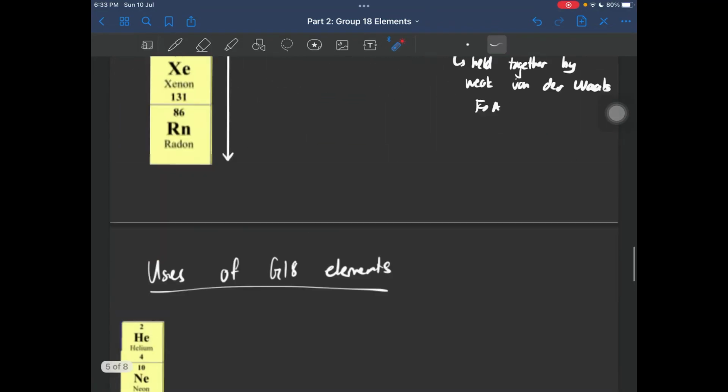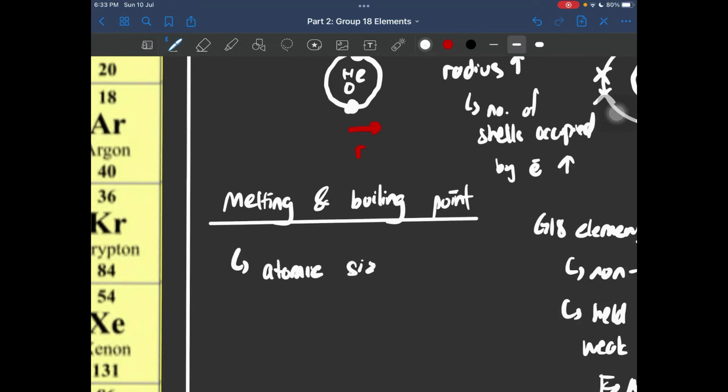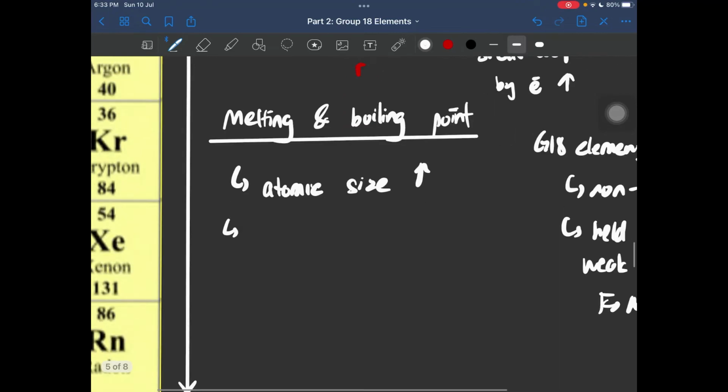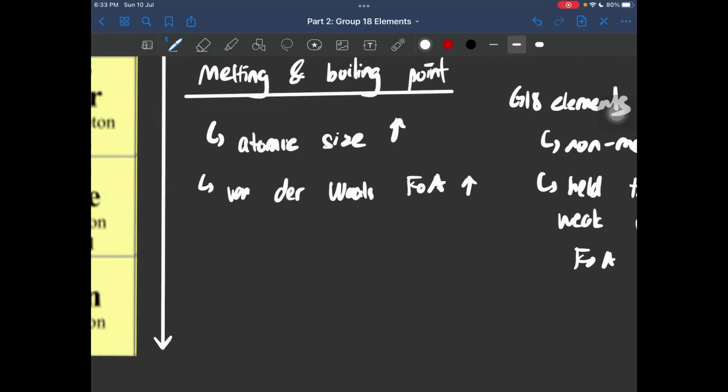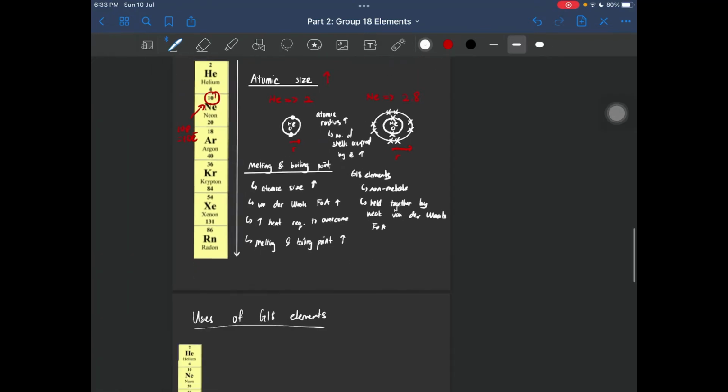So in this case, for group 18 elements, when going down the group, the atomic size increases. Therefore, the van der Waals forces of attraction will also increase. Thus, more heat is required to overcome the forces of attraction, and therefore melting and boiling point increases going down the group.